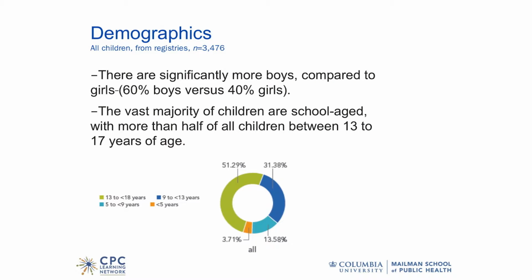And in terms of the demographics from the record review, which has to do with children of all ages, we found that there were a lot more boys than girls in residential care in Cambodia. And we also found that almost all of the children in residential care in Cambodia are school-aged. More than half are between 13 to 17 years of age, and only 4% are under 5 years old. So it's definitely an older population.